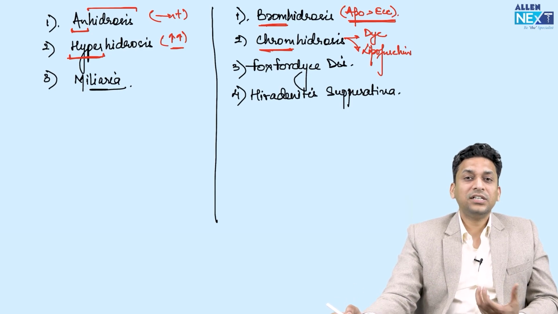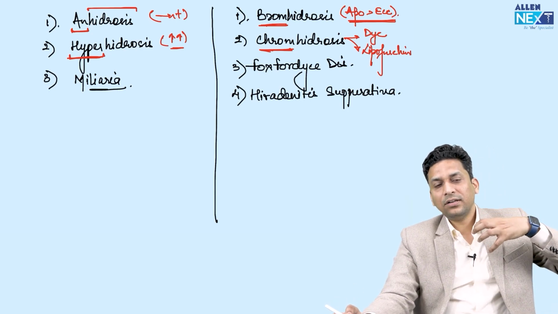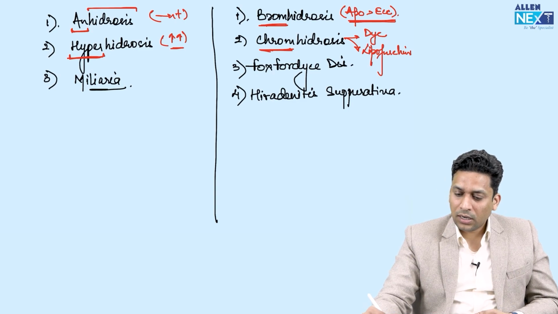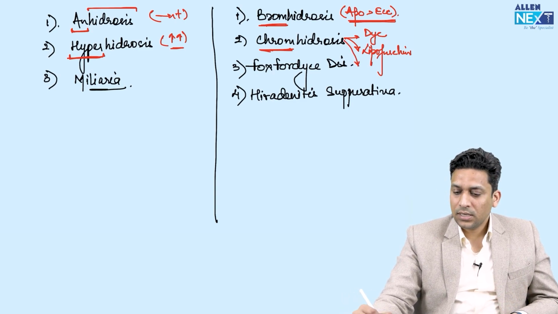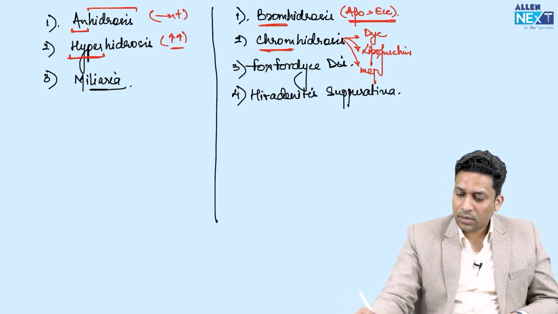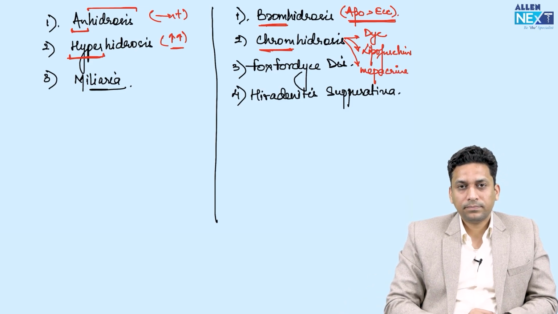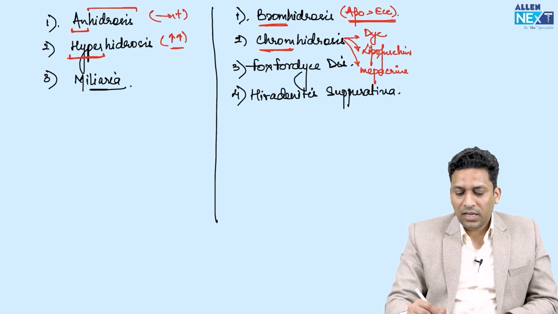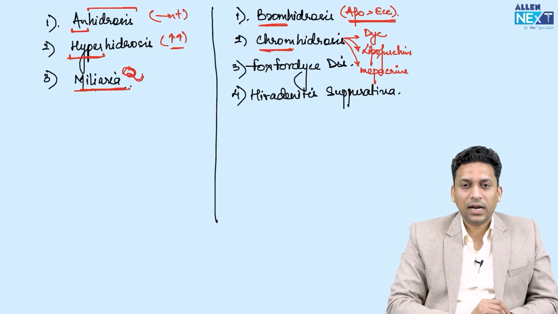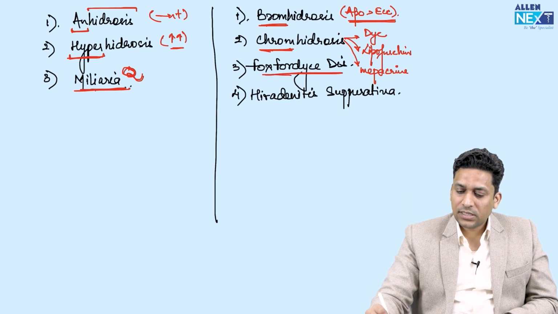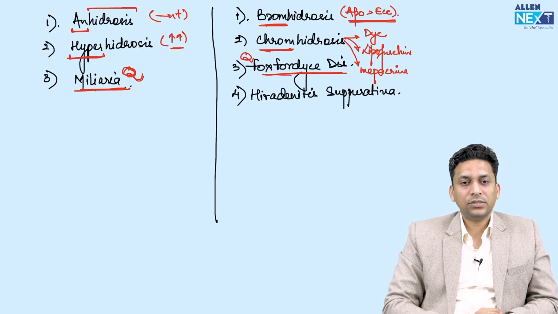Or it can be due to certain drugs, like you know that drugs can cause colored sweating or color changes of the urine. So, like mepacrine is one drug which can cause chromhidrosis. I already told you miliaria is due to blockage in the duct of eccrine sweat gland, while Fox-Fordyce disease is due to blockage in the duct of apocrine sweat gland.